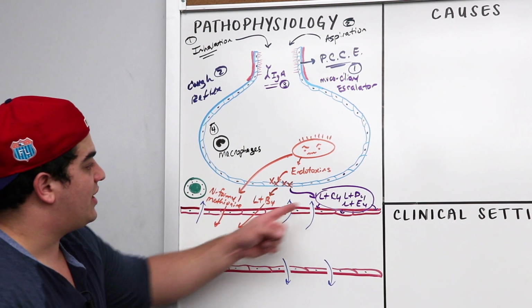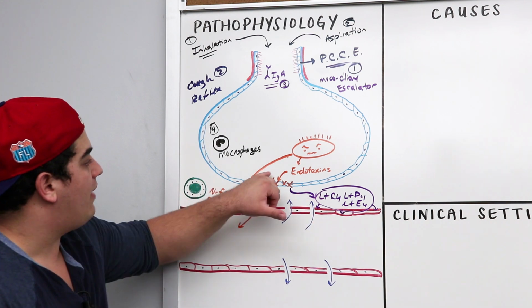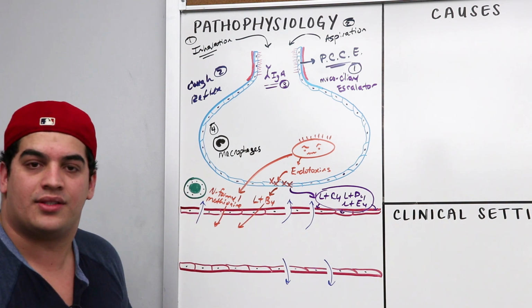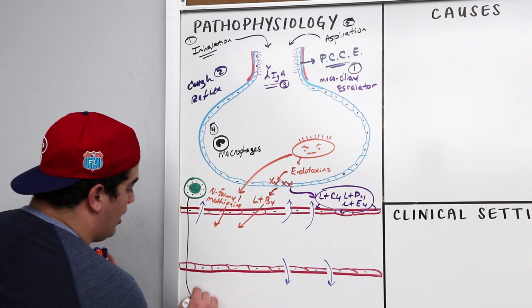Another thing that starts happening besides the increase in the vascular permeability is whenever there's tissue damage, it activates mast cells. Mast cells produce a really important chemical.